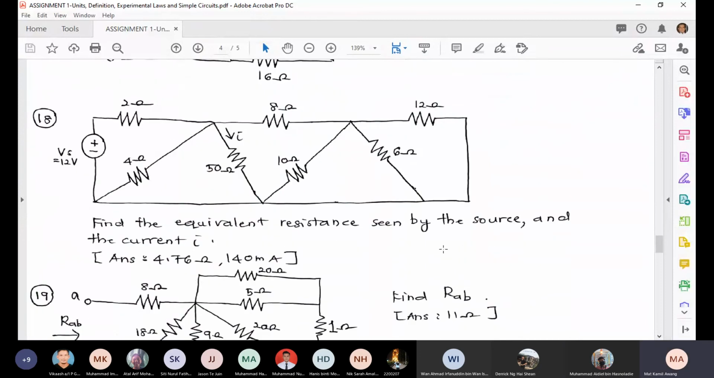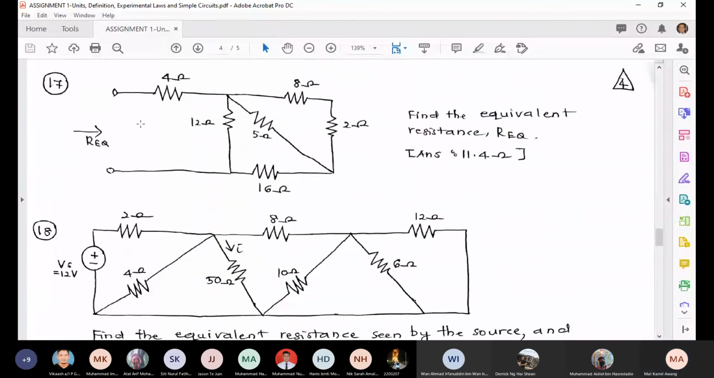Number 18. Find the equivalent resistance seen by the source and the current I. When you want to find the equivalent resistance seen by the source, what you need to do is take out the source. Then it becomes an open circuit like this.